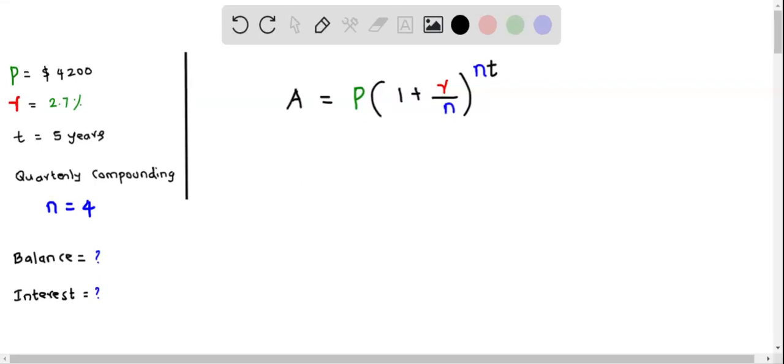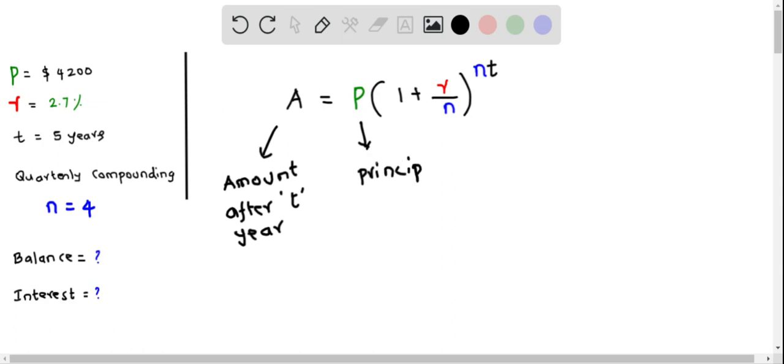Here we use the compound interest amount formula, that is A equals P times (1 plus R over N) raised to the power of NT, where A represents the amount after T years, and P represents the principal amount, or we say it is the amount deposited in the beginning.